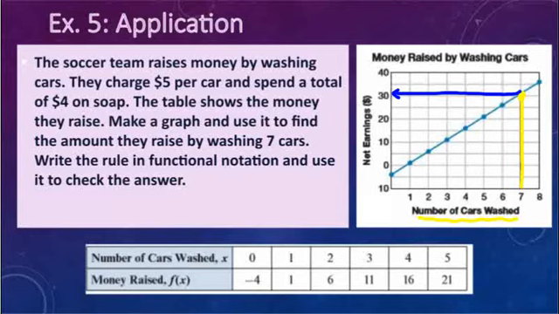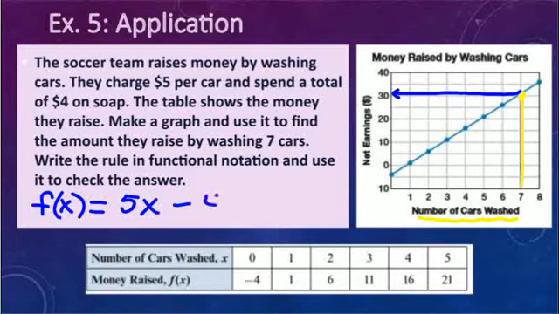Now we would have to write a function for that one. So how do we find the function? We need to write this in function notation. So f of x equals, they charge $5 per car, and the number of cars is our x. So $5 per car would be 5x. And they spent a total of $4 on soap. So you have to take out the amount of money that you spent on the soap to get started washing cars. So I have to subtract the $4 so I know how much profit I would make. So our function would be f of x equals 5x minus 4.